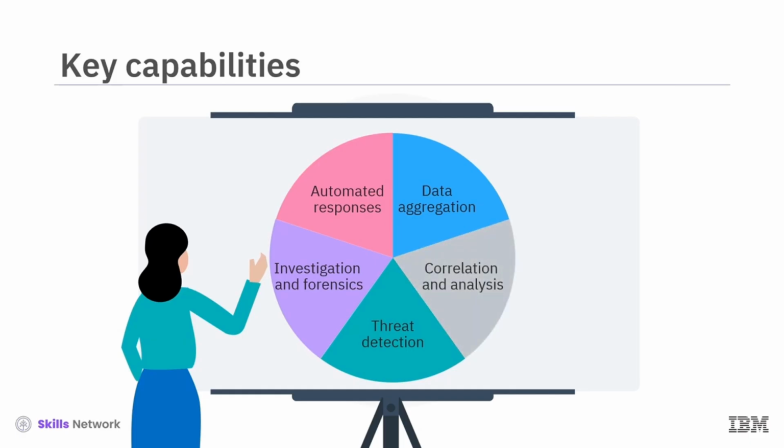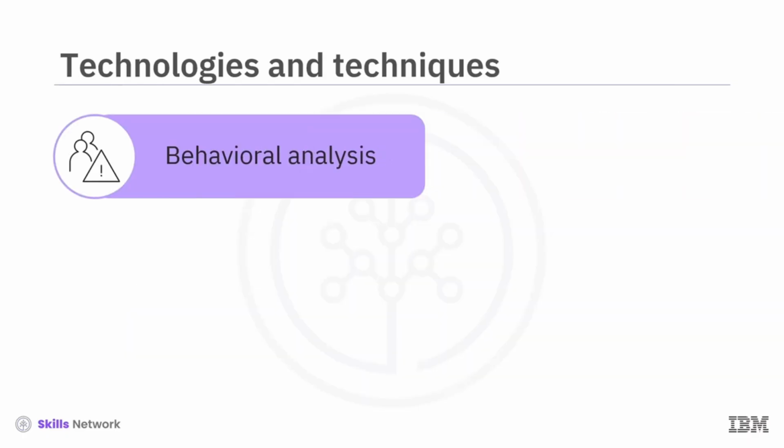XDR solutions support automated response actions, such as isolating compromised systems, blocking malicious network traffic, and swiftly applying security patches to mitigate threats. Behavioral analysis involves monitoring endpoint and network behaviors to detect deviations from regular activity. Behavioral analysis helps identify zero-day and advanced persistent threats.